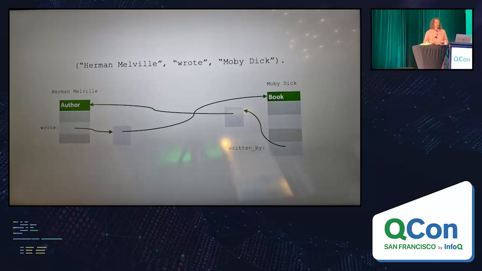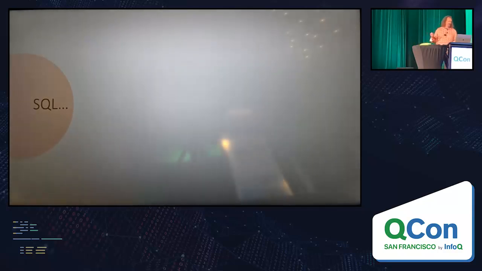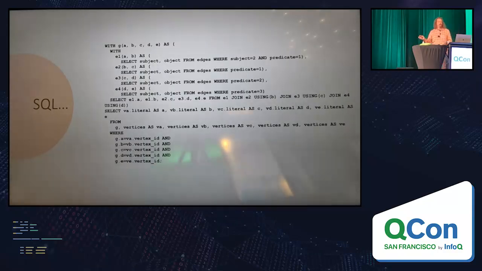Okay, so, some good news, right? This is just a relational database. We can do this with SQL. Now, I'll pause for a few minutes while you guys digest all of this. No, I'm not going to.